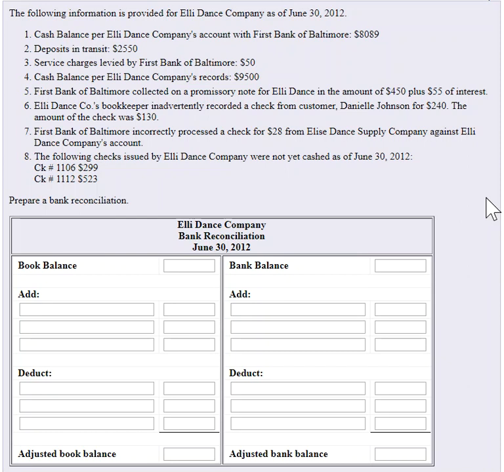So here we have a bank reconciliation problem, and what we're trying to do here is reconcile what the bank says we have versus what we say we have in our books. So that's always the first step. We need to figure out what our book balance is and what our bank balance is.